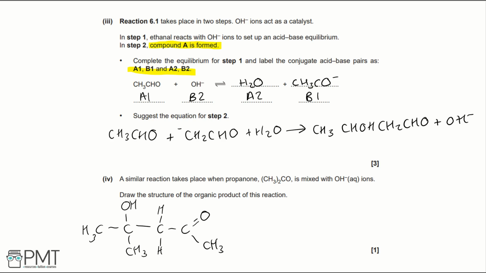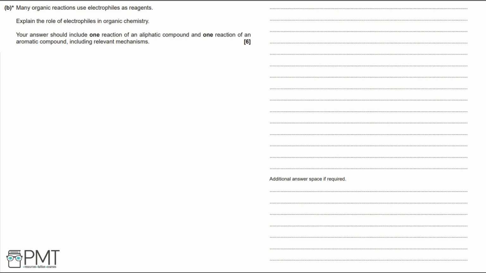Part B. Many organic reactions use electrophiles as reagents. Explain the role of electrophiles in organic chemistry. Your answer should include one reaction of an aliphatic compound and one reaction of an aromatic compound, including relevant mechanisms. There are 2 mechanisms you'll learn about at A level that involve electrophiles.